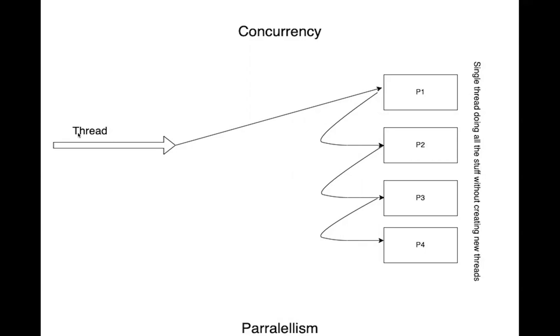Now here on my screen, if you see, this is a single thread. This thread is working on a process P1. By the time the P1 process completes, the same thread will go and start working on P2. By that time, P1 is working in the background and is yet to give the output to the thread, so the thread has picked up the P2 part. In a similar way, it is picking P3 and P4. So basically, a single thread is doing all the steps without creating new threads. This is basically called concurrency.